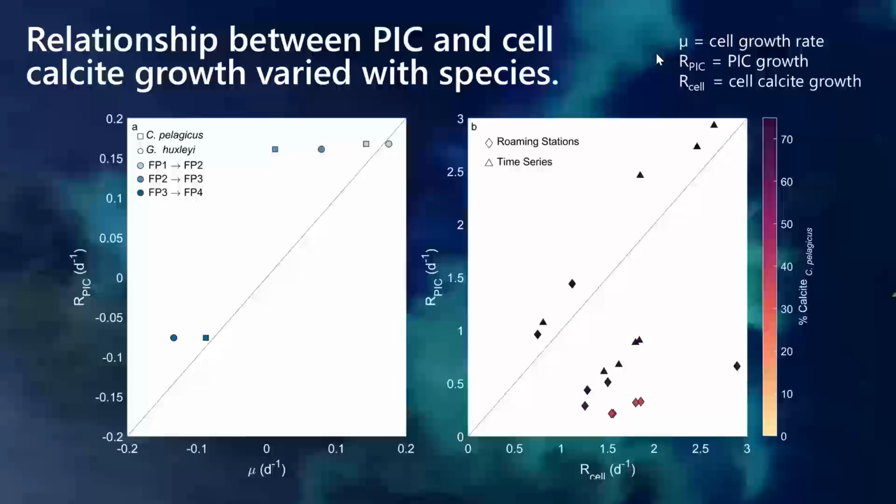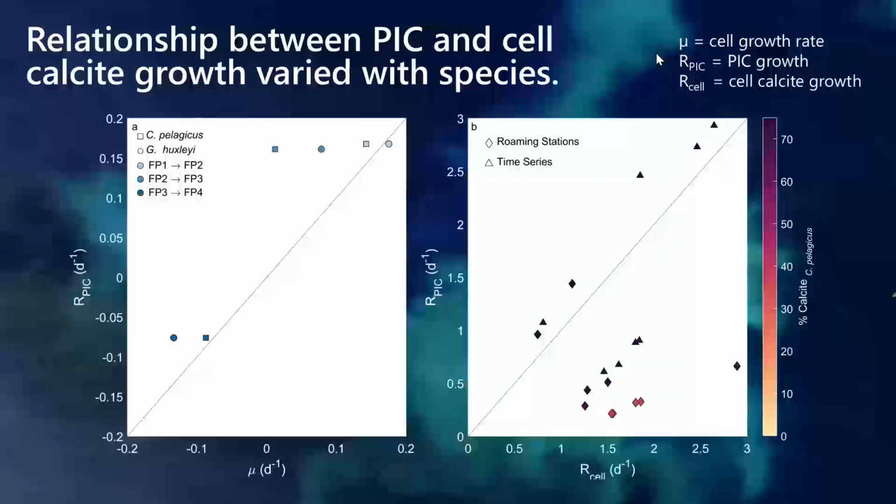And you can also look at this in terms of the cell calcite growth. So the figure on the left is just cell numbers. We can see cell calcite growth. And this time I've colored this by the percentage of calcite being pelagicus. So the dashed line is the 1-to-1, which is what we would expect if all the calcite produced is staying in the cells within the coccosphere.